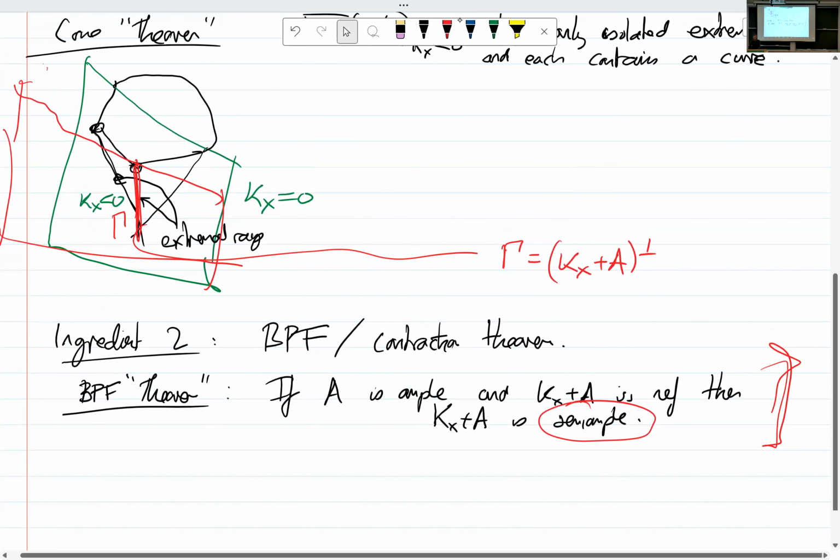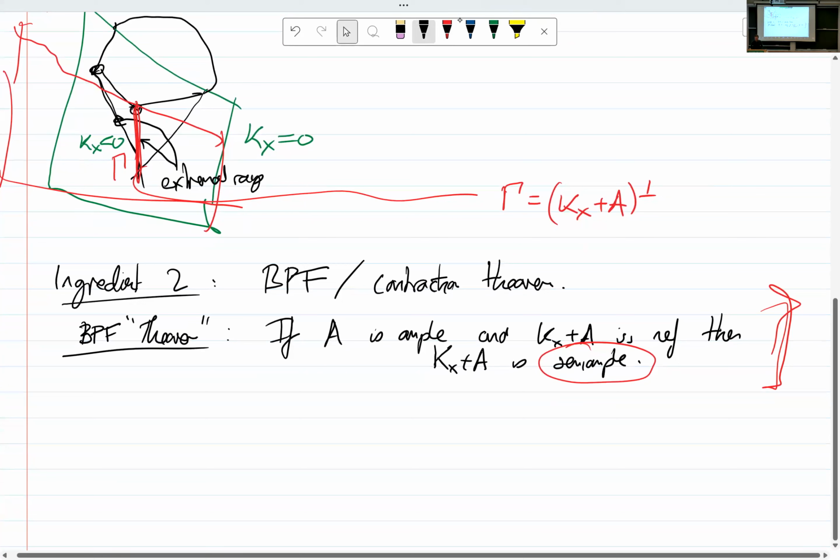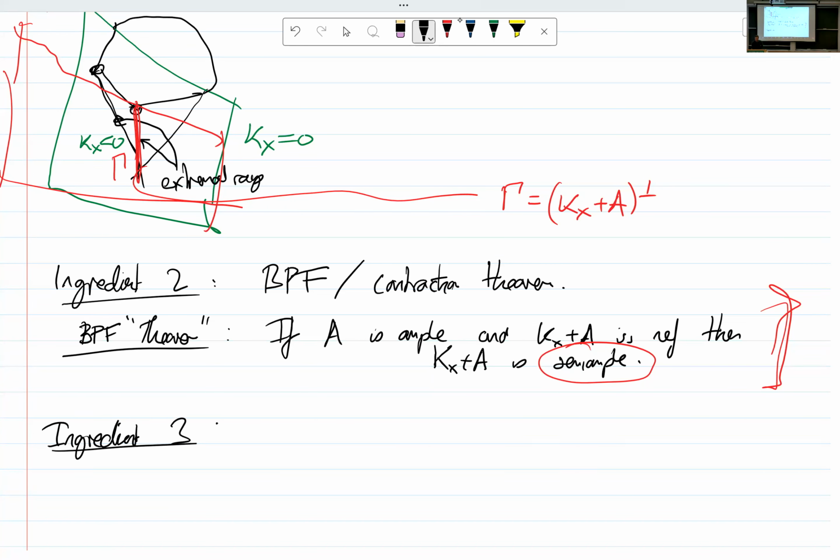Okay, but then this tells us what we need. We want to contract this extremal ray. And then we need to be able to do something with the contraction. So ingredient 3 is that flips have to exist.